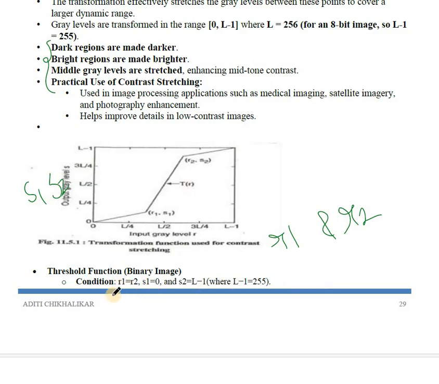Now in this case what we do is we assume that R1 is equal to R2, which is generally some value M. S1 is 0, that is black color, and S2 is L minus 1, where L is the number of intensity levels in your image. So suppose L is 256, then L minus 1 will be 255. That is your highest intensity that is allowed. Generally it is white. So 0, that is black, to L minus 1, generally 255, is white.